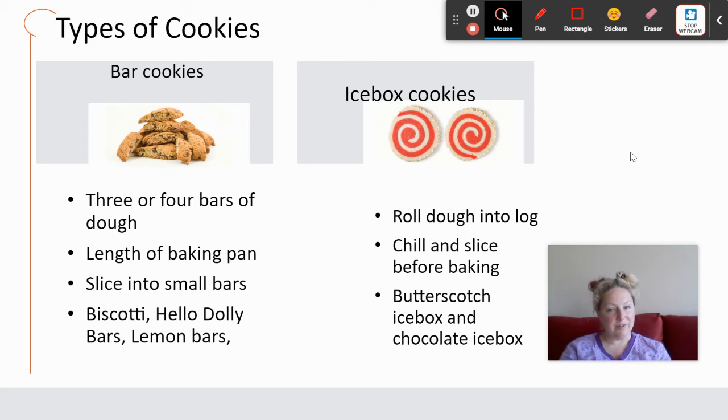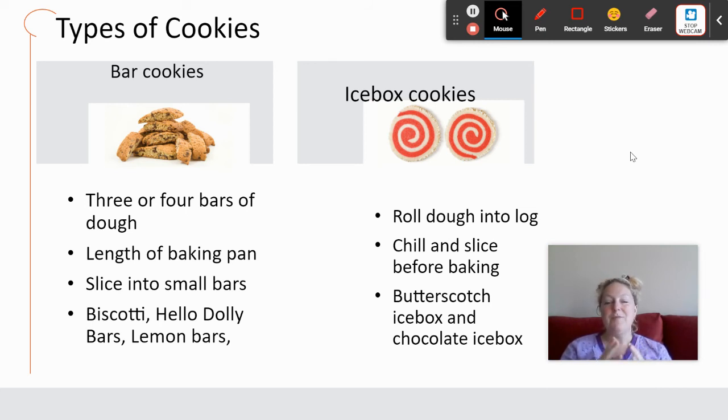Hello Dolly bars or the 7-layer bars. Those are like graham cracker and chocolate and coconut and then like maybe some nuts. Some people put butterscotch chips and chocolate chips, and then you just drizzle some sweetened condensed milk and bake it up, and then you cut it. Lemon bars are an example of a bar cookie. There's pumpkin spice bars.